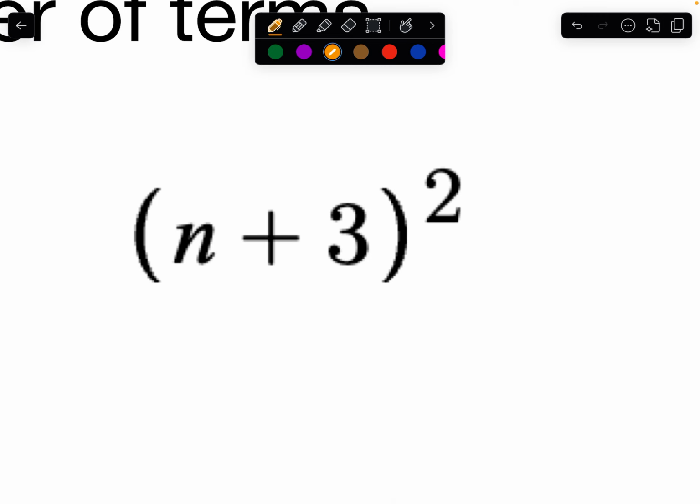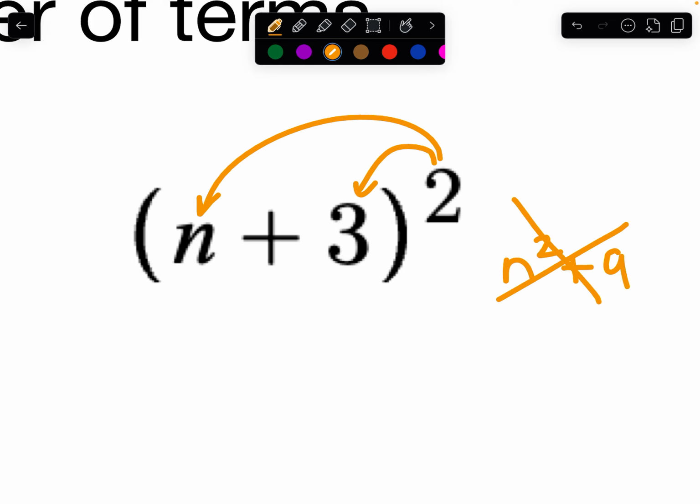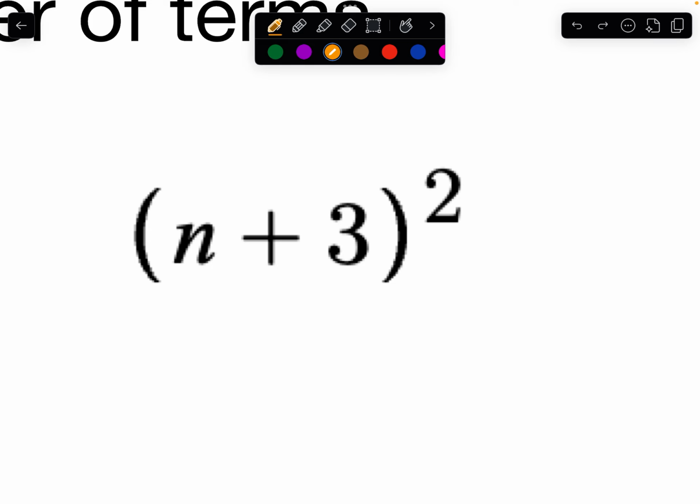One of the most common algebra mistakes I see when taking a binomial and squaring it is an individual just taking n and squaring that, 3 and squaring that, and saying that their answer is n squared plus 9. Not the case though. We don't want to do that there. We don't end with n squared plus 9. If we end with n squared plus 9, we're missing some terms.